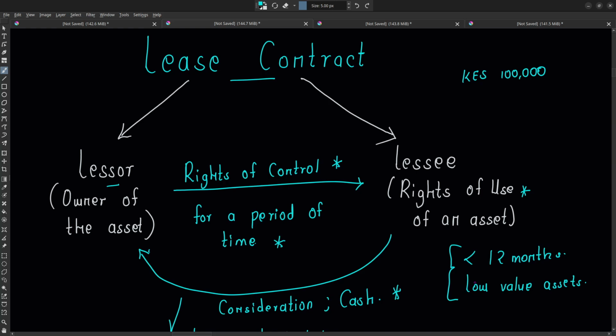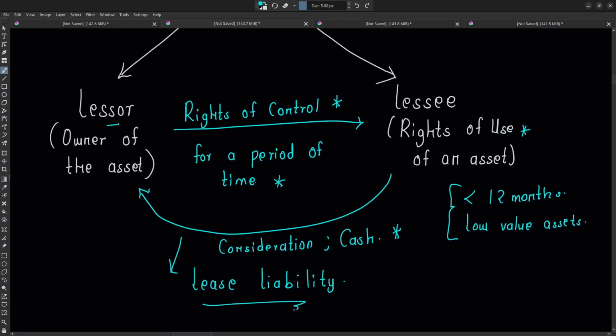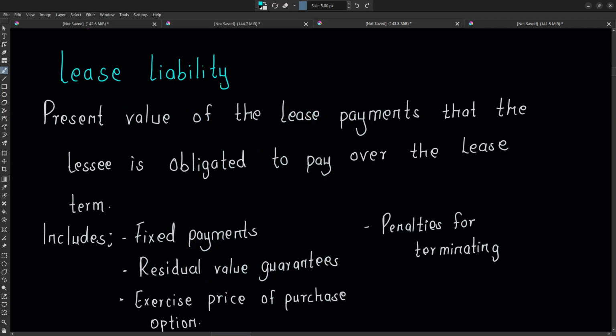But for contracts that are more than 12 months and high value, you have to make sure you account for the right of use of the asset, and you also account for what we are now calling the lease liability. Let's first understand what lease liability is. A lease liability is the present value of the lease payments that the lessee is obligated to pay over the lease term.